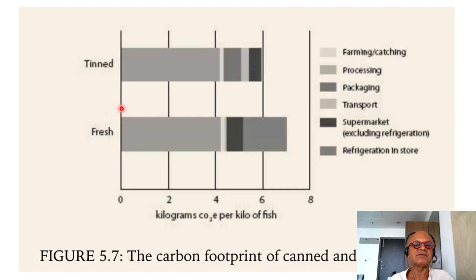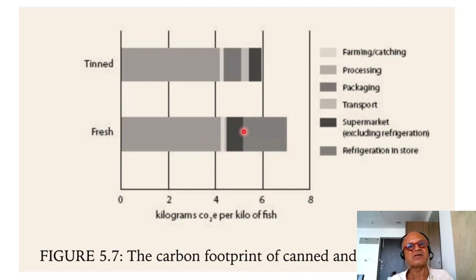So if you look at tinned versus fresh, looking at farming and catching. So farming is where you take the juveniles and then you feed them. Aquaculture is, I think, where they're growing from the beginning and so on. So there are details. Processing, packaging, transport, supermarket, adding footprint excluding refrigeration and refrigeration in the store. So obviously when you say I love my fresh fish, you may be adding a carbon footprint by doing that.